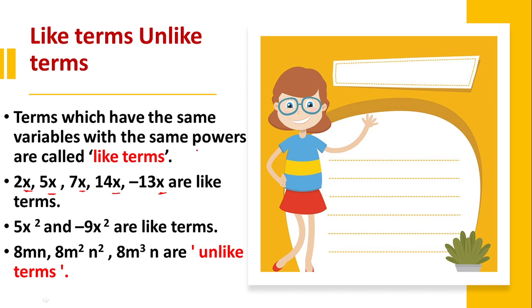Then children, here we mentioned power. Power is 2. See, 5x square and 9x square. Both have the same variable and the same power. So they will also be called like terms.